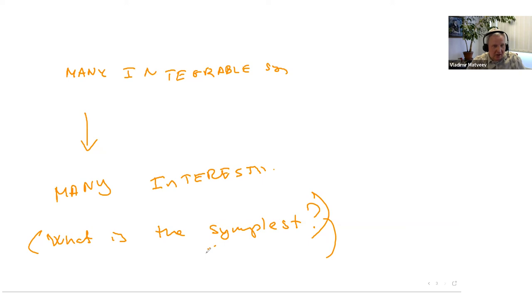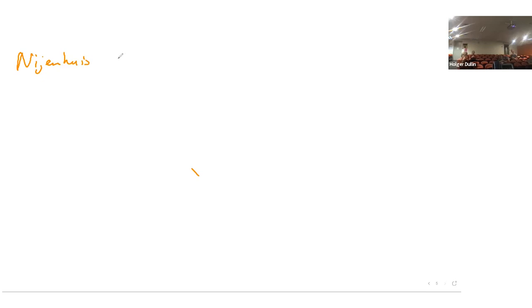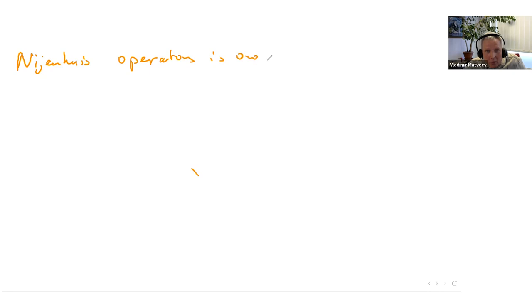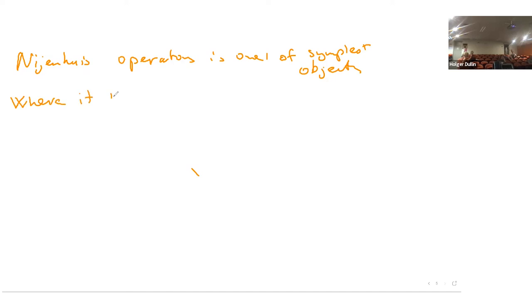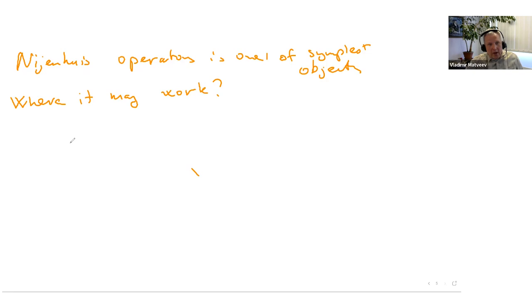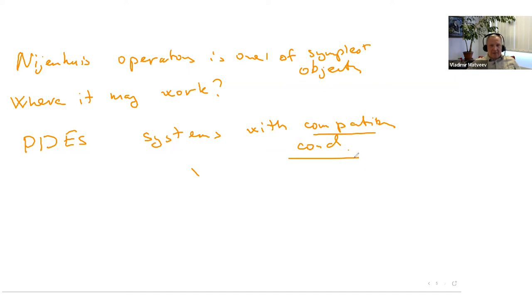So we kind of claim that Nijenhuis geometry is one of the simplest objects, and especially for what science it may work. It may work where we have some system or equation, some system of PDEs with compatibility conditions. Because the compatibility conditions, if they are fulfilled, sometimes simply require that Nijenhuis operators pop up.